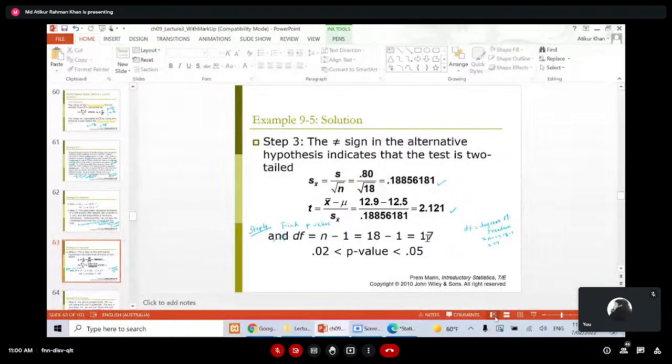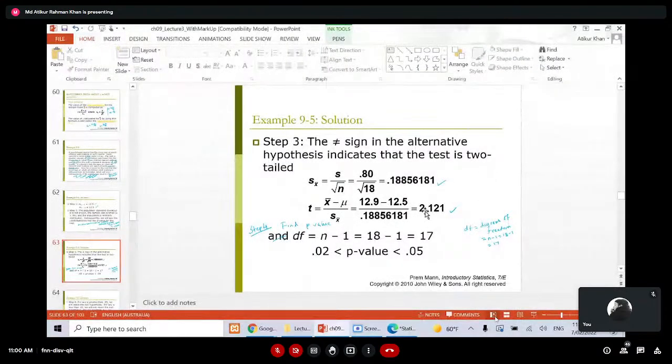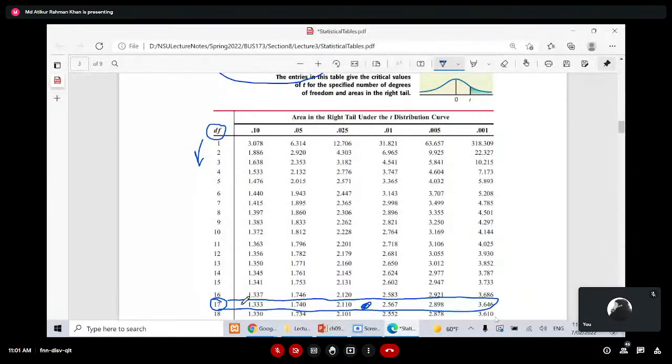You got degrees of freedom equal to 17. So you have to look at the row with degrees of freedom 17. Only that row. Now I need to locate the value of t. So 2.121, where is that falling in? So 2.121 in that row.